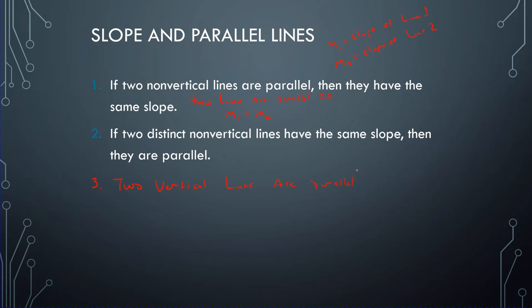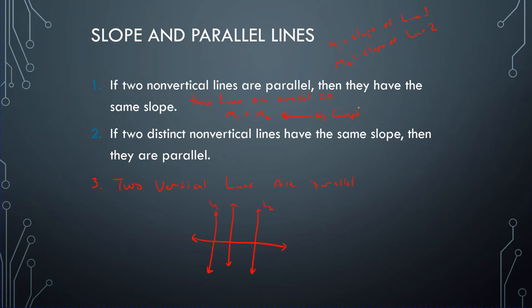The reason you can say that is you can't really compare their slopes, because vertical line slopes are undefined. But when you graph any two vertical lines, you can see that they are parallel to each other. So here's line 1, and here's line 2. This is the key concept when dealing with parallel lines.